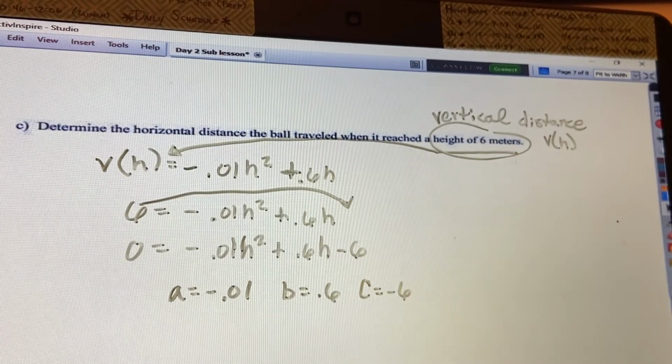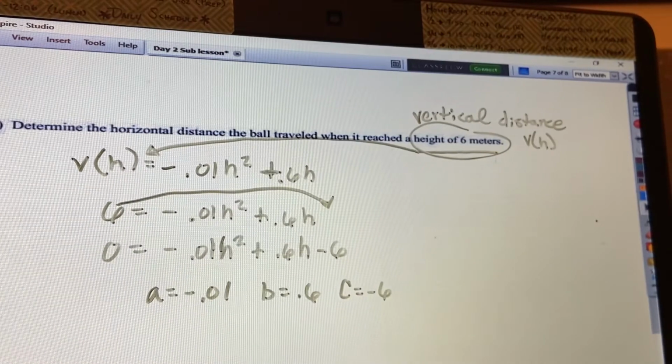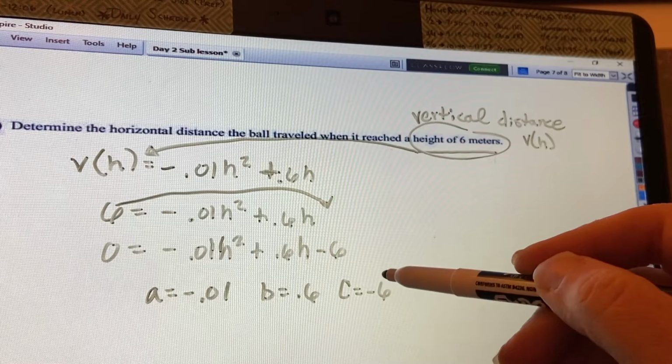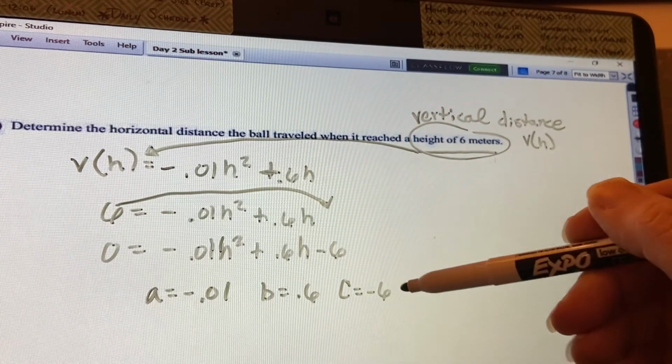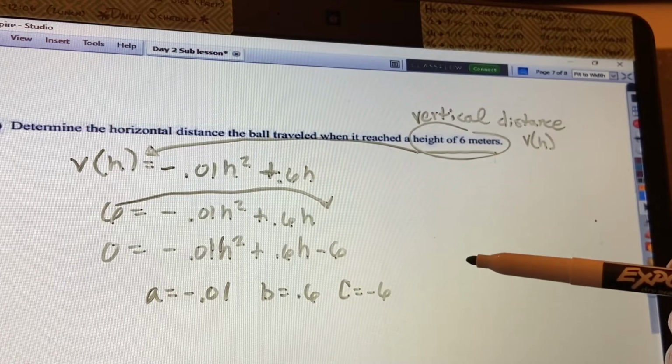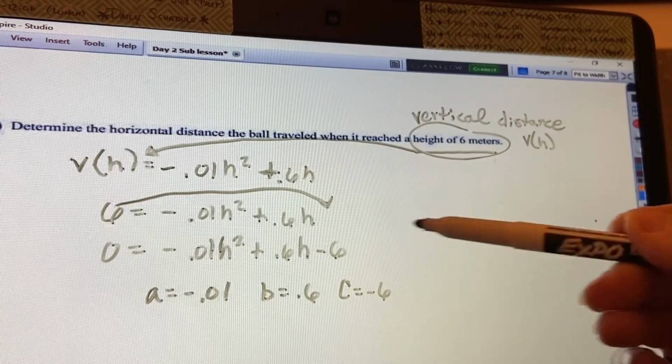So that's what's changed in this problem. We're not looking for when we're on the ground. That's what happened last time. We started off at the ground. If you'd realized that, you could have said 0 right away as one of your roots there.